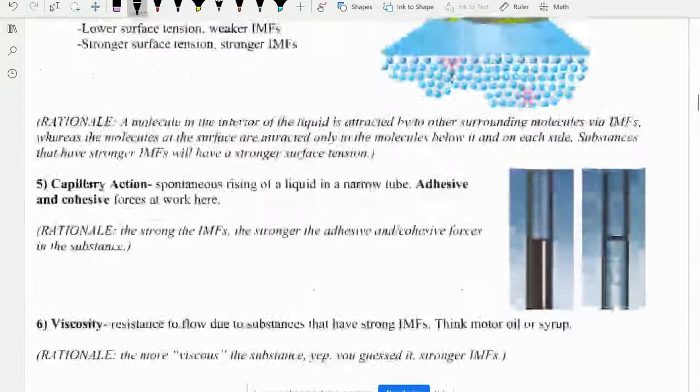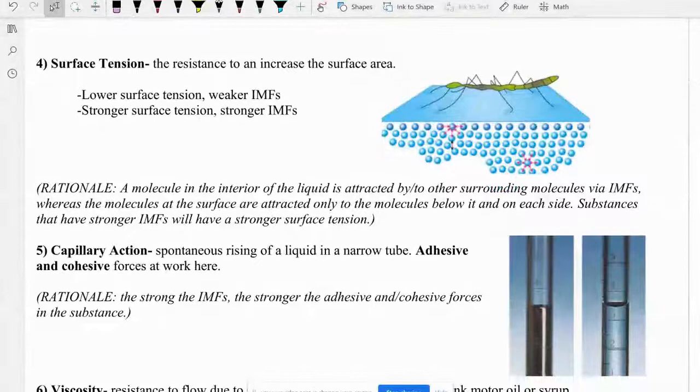All righty. Another physical property of substances is surface tension. Now, how does this relate to IMFs? Remember, you guys, surface tension only happens in liquids. This is one of the reasons why we see bugs being able to stay on the surface of a puddle of water, for example. And really, it's defined as the resistance to increase the surface area of whatever liquid you're referring to.